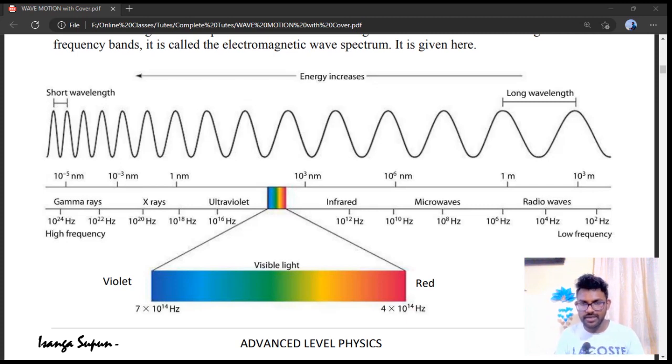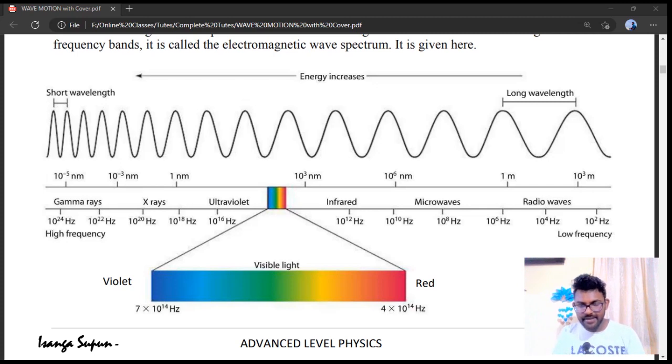Actually, you learn this in chemistry as well, if a student follows chemistry. So this is how you can see the visible light. We have the ultraviolet, then the violet, going all the way up to the red, which is increasing wavelength or decreasing frequency. Then after the red, you have the infrared.